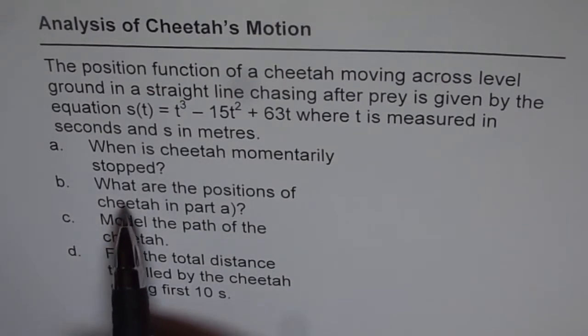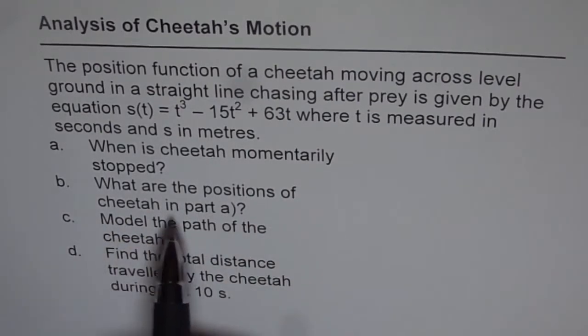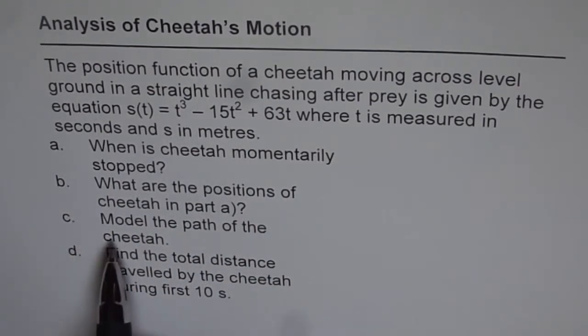Part B is, what are the positions of the cheetah in part A? And then we have, model the path of the cheetah, and part D is, find the total distance traveled by the cheetah during the first 10 seconds.